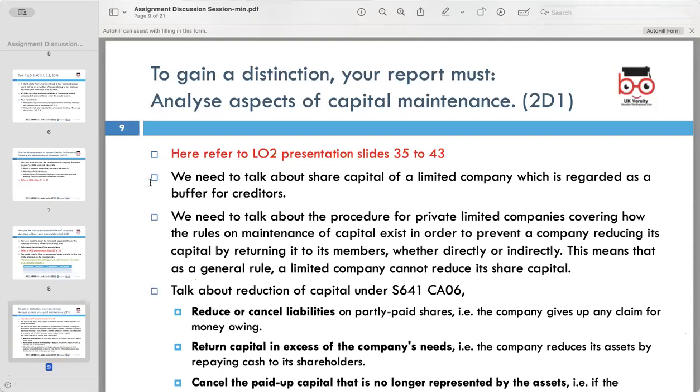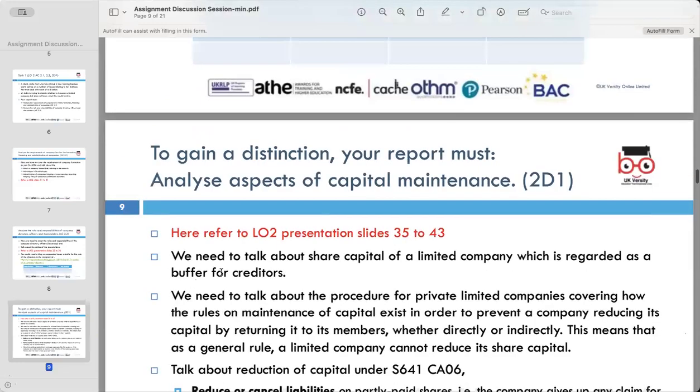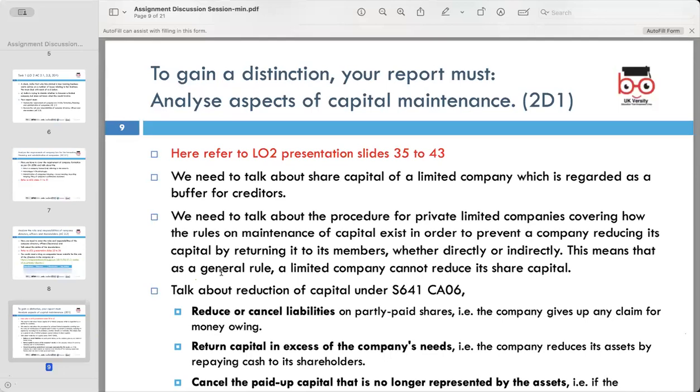Then discuss the rules governing the maintenance of capital in private limited companies. Emphasize that these rules are in place to prevent a company from reducing its capital by returning it to its members, either directly or indirectly.